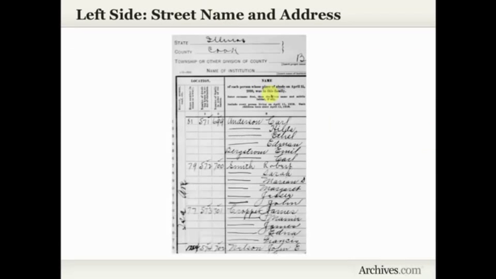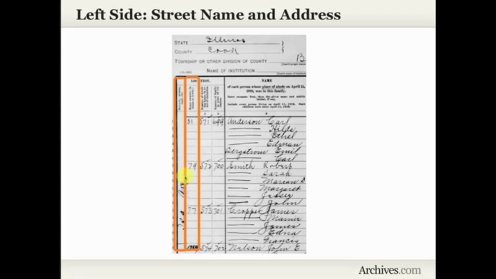Another area where 1900 and 1910 are very similar is along the left side of the page. Sometimes we skip this left-hand section because we want to get over here to the names. But over here on the left-hand section of 1900 and 1910, we see first a column for the street name. Now, if you're working in a rural area, it's not unusual at all to not see the name of the street or the name of the road. That was often left out in rural areas.